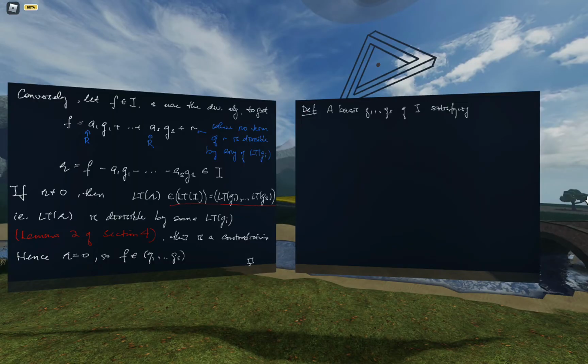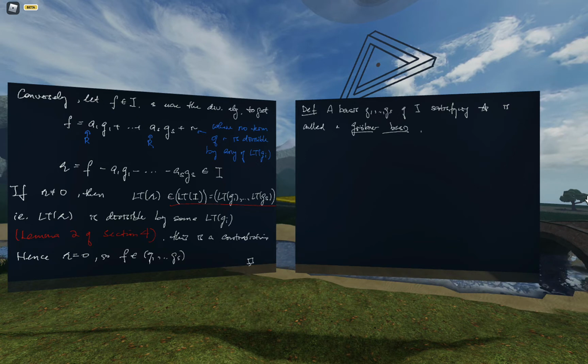So a basis G1 to GS of I satisfying star, where star is LT(I) equals the ideal generated by LT(G1), and so forth, is called a Gröbner basis. And there's an alternative characterization for this in terms of divisibility of leading terms by leading terms of G1 to GS. I guess that's probably in the exercises, although I'm not sure.